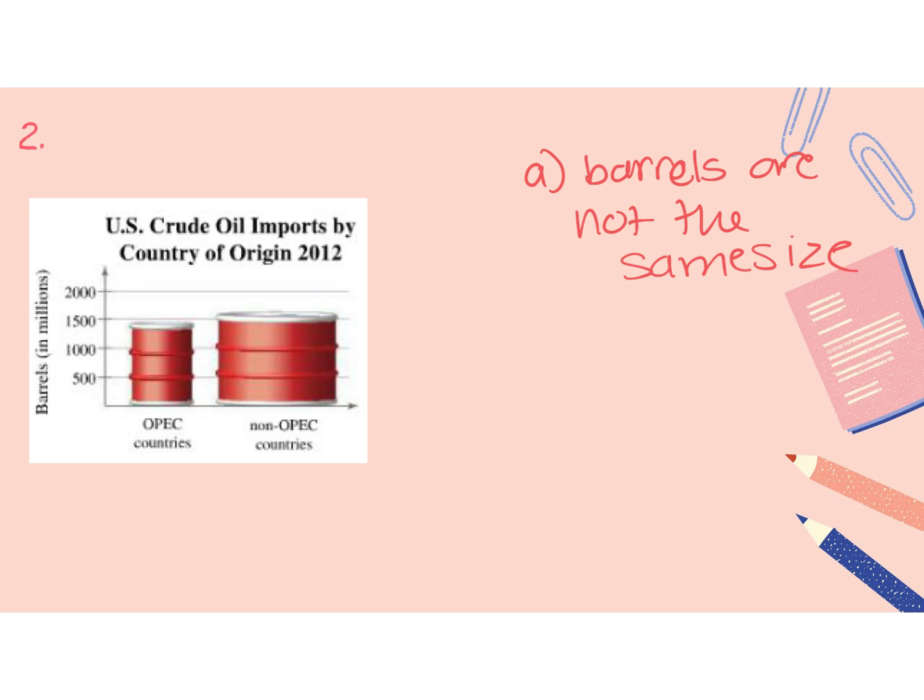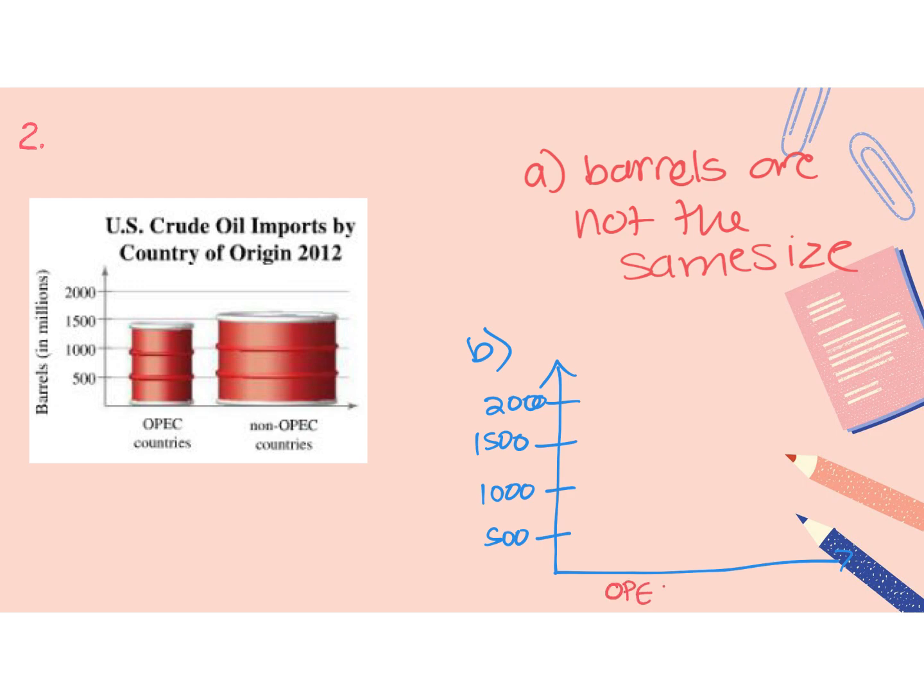So let's go ahead and redraw our graph real quick. So our y-axis will stay the same. Go 500, 1,000, 1,500, 2,000. And we'll have OPEC and non-OPEC. And so we'll draw them to the same spots, and we will make them the same widths. And when you draw it this way, now they look a lot more comparable.